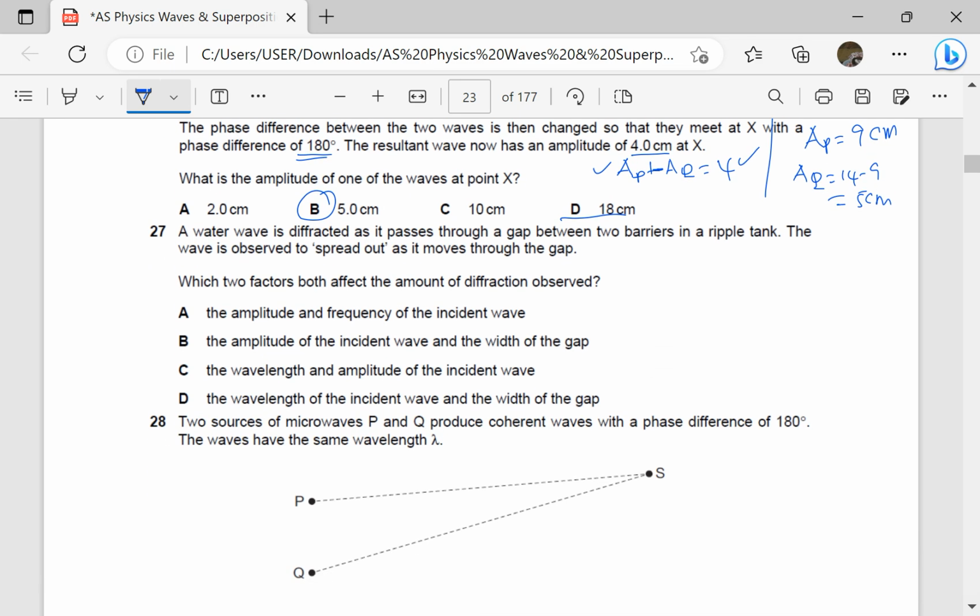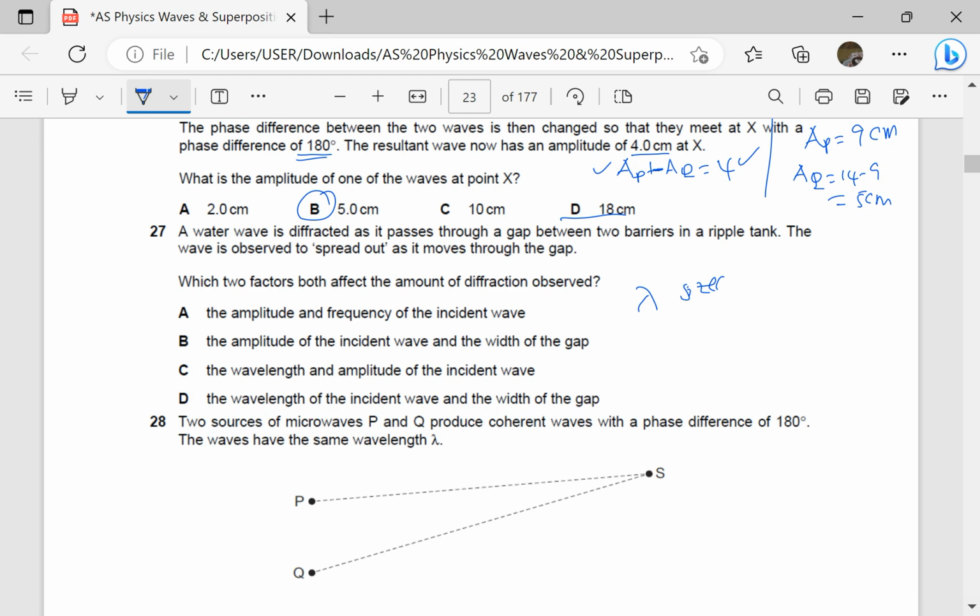A water wave is diffracted as it passes through a gap between two barriers in a ripple tank. The wave is observed to spread out as it moves through the gap. Which two factors affect the amount of diffraction observed? Remember, diffraction depends on wavelength and the size of the gap. The wavelength should be comparable to the size of the gap. In other words, the wavelength should be almost of the same order as the size of the gap. So let's check. We just look for that answer where the wavelength is almost.